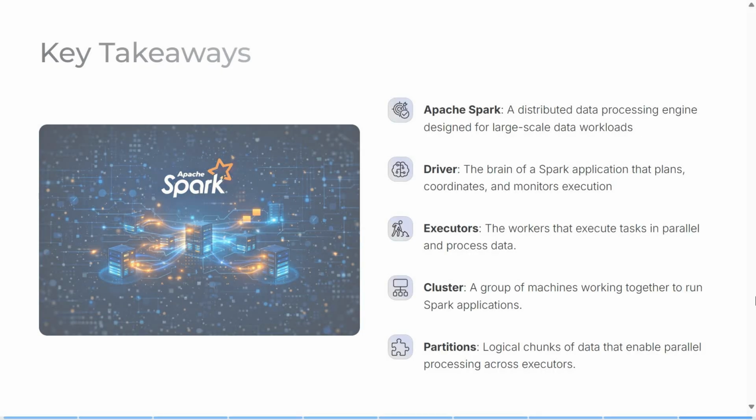Apache Spark is a distributed processing engine. The driver is the brain that plans and coordinates execution. Executors are the workers that process data in parallel. A cluster is a group of machines that works together, and a partition is how Spark splits data to enable parallelism. So once you understand this mental model, Spark stops being confusing for you and starts making sense.